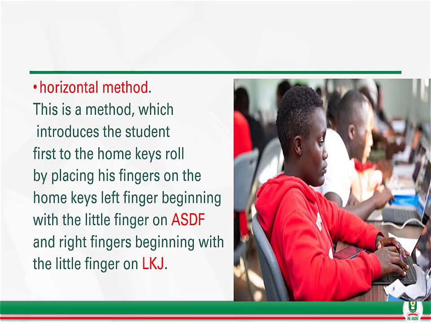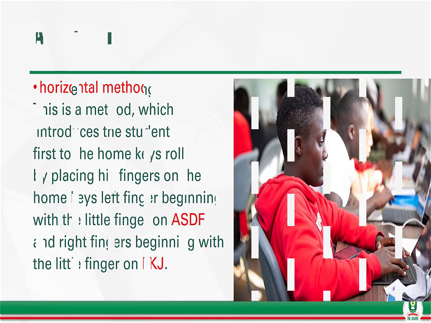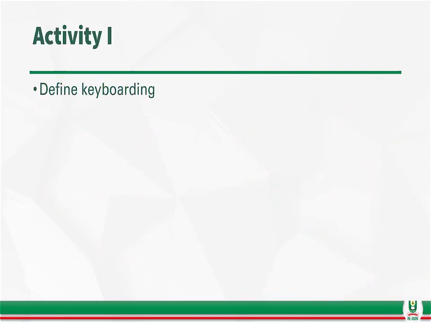That is the left hand, while his right hand is placed on J, K, L. You can see where the fingers are. When you look at the picture, you will see that the left is on A, S, D, F, while the right one is on J, K, L. Attend to this activity.